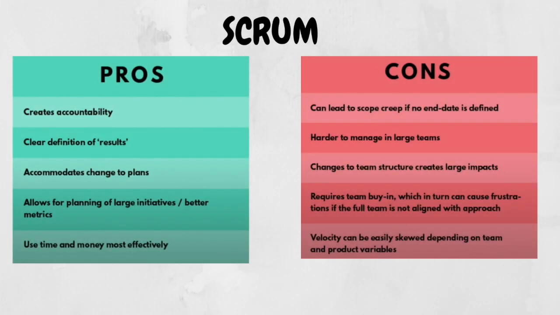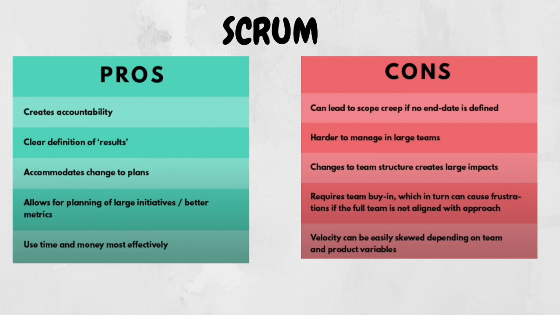So now let's see the pros and cons of each one. We're going to begin with Scrum. For the pros, it creates accountability, a clear definition of results for the team, and accommodates changes to plans. So if we need to change something, it's flexible in this sense. Also, it allows for planning of large initiatives and therefore better metrics. And the use of time and money is most effective here.